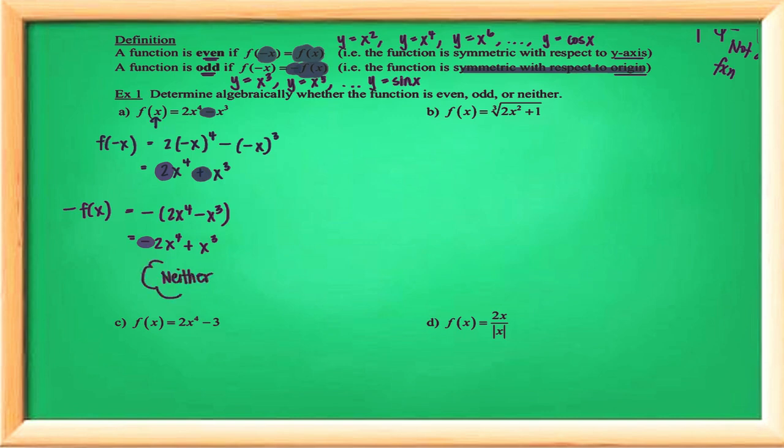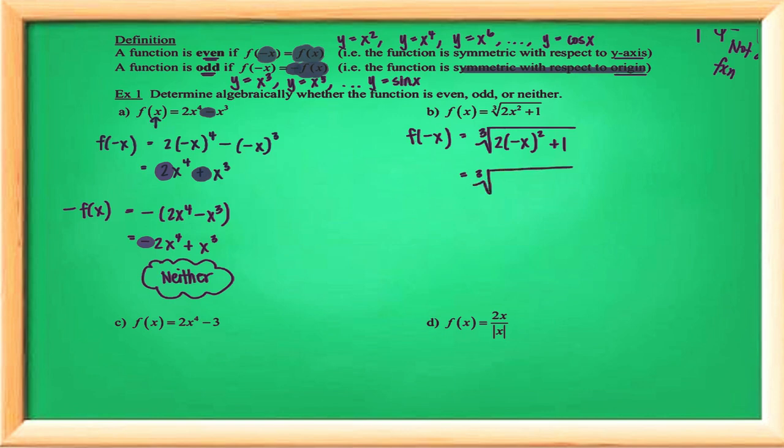All right, moving on. Example B. We have f of x is the cube root of 2x squared plus 1. Remember, there's only one test here. You're just going to replace x with negative x. So f of negative x is the cube root of 2 times negative x, in parentheses, squared plus 1. When I square that negative x, it's just going to become positive x squared.